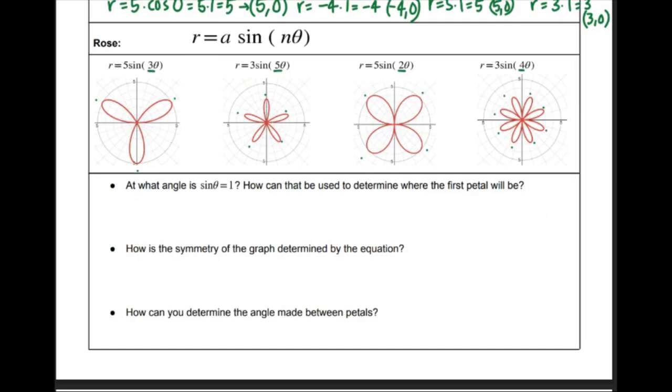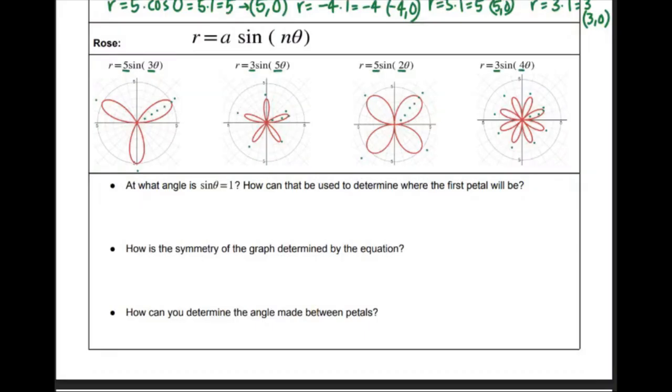And then how long are the petals? That is 1, 2, 3, 4, 5, which matches up with the A value. This is 1, 2, 3. This is 1, 2, 3, 4, 5. And this one is 1, 2, 3. So all of the properties so far are the same.